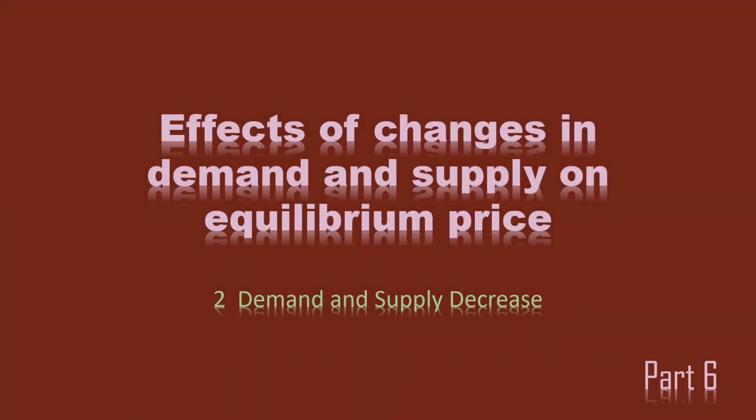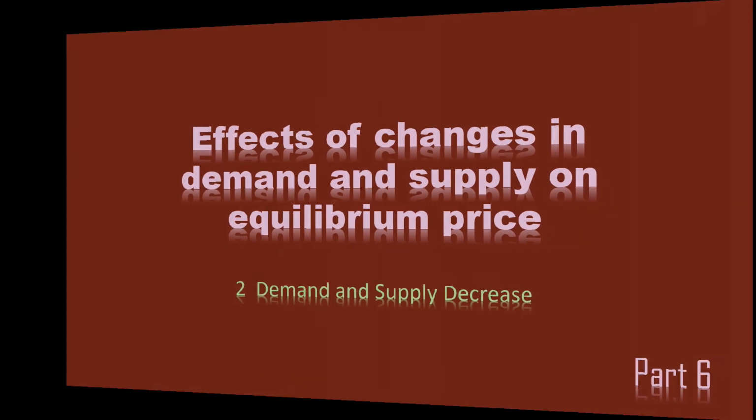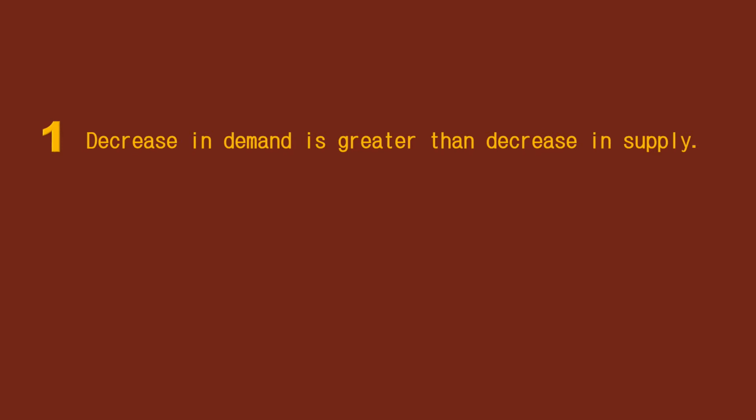Effects of changes in demand and supply on equilibrium price, part 6. In this lesson, we are going to analyze the effect of decrease both in demand and supply simultaneously on the equilibrium price and quantity. 1. Decrease in demand is greater than decrease in supply.